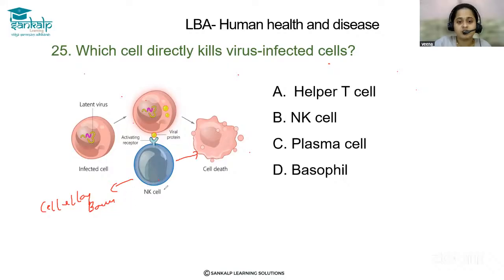So here is how natural killer cells directly kill the virus infected cells. There will be a viral protein, and the receptor present on the natural killer cell gets attached to that viral protein and damages the cell. This is how it causes the death of the infected cell. So the natural killer cells, which come under the cellular barriers, directly kill the virus infected cell.